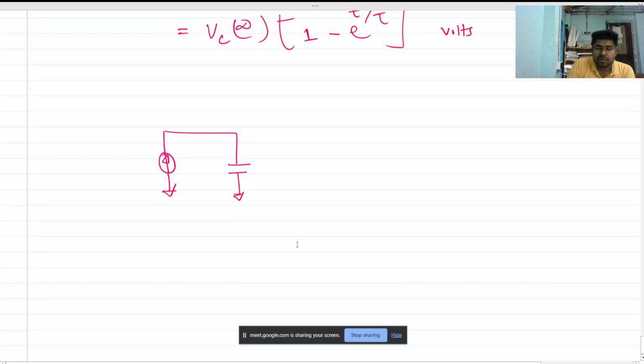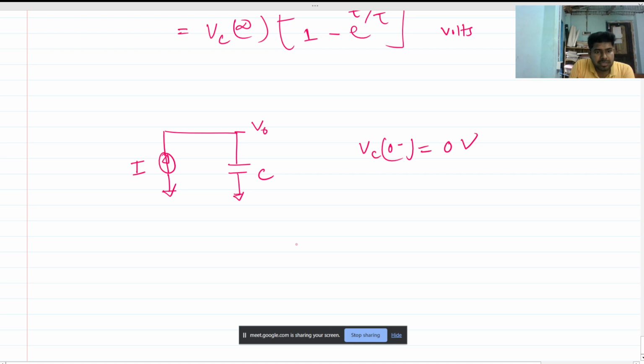So now, let this be a current I, and this is a capacitor C, and let's say Vc of 0 minus is 0 volts. Basically, this is initially uncharged. Okay, now we have to predict the voltage output waveforms.